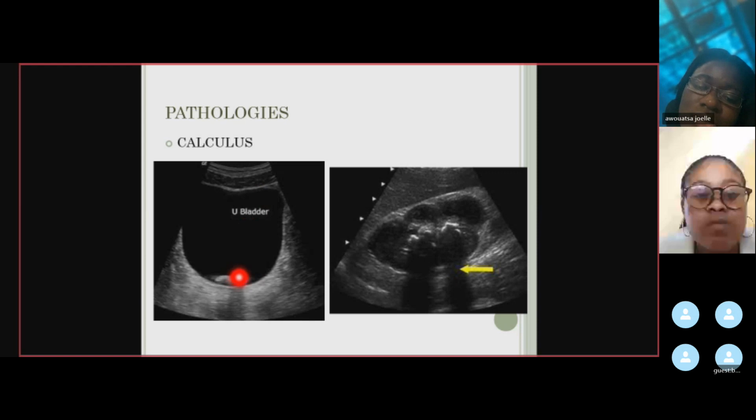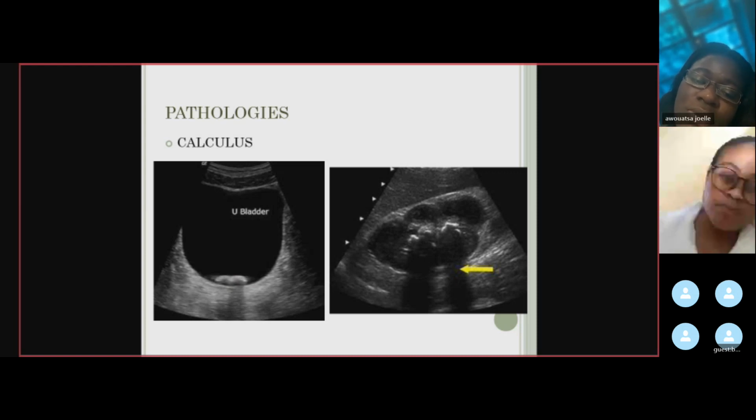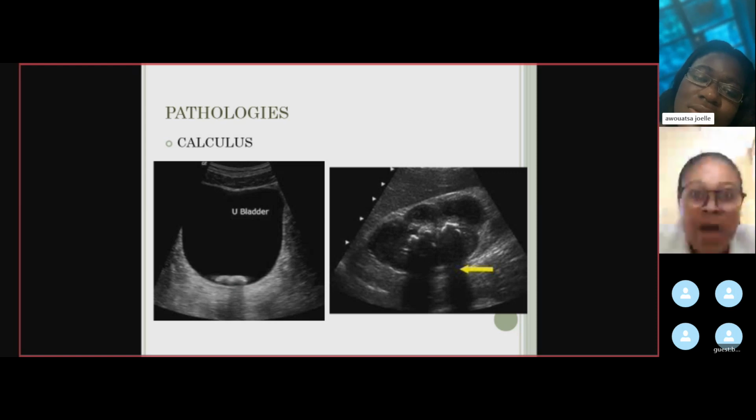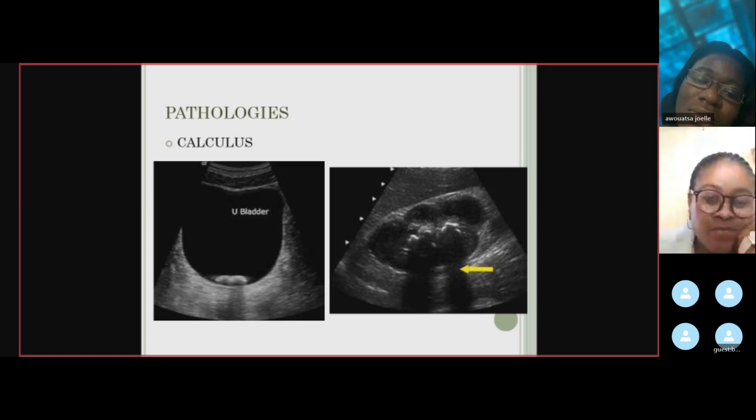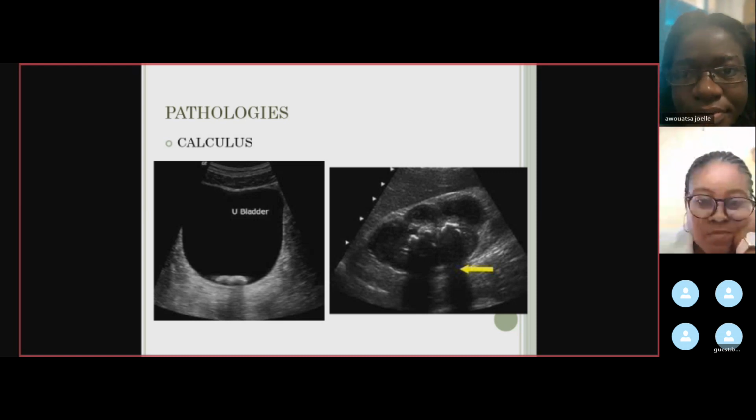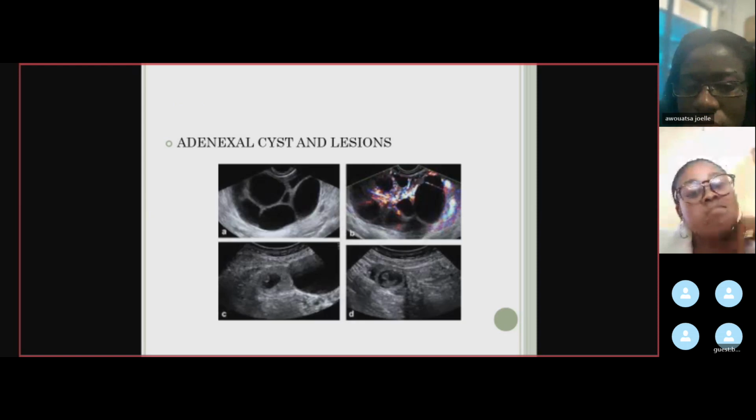The second one is a kidney. Kidney with calculus, stones. And what is this black shadow called? Posterior acoustic shadowing. Correct. So there is shadowing, and that confirms that it is a calculus.